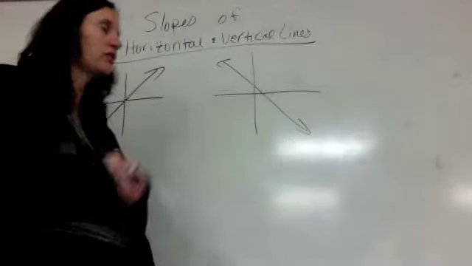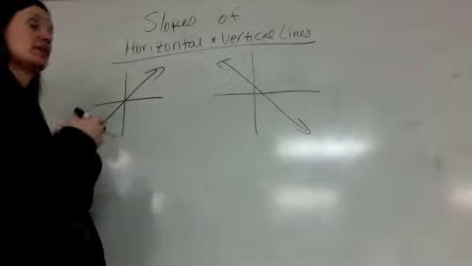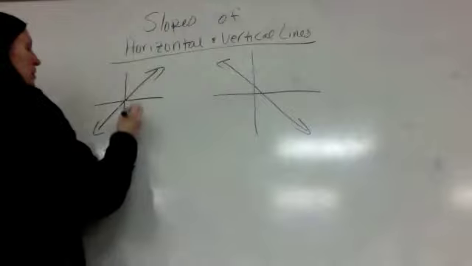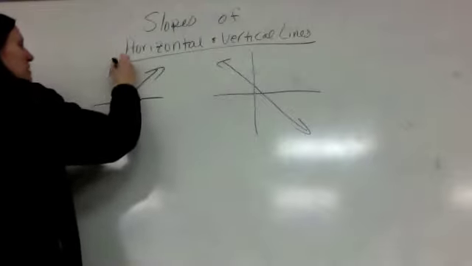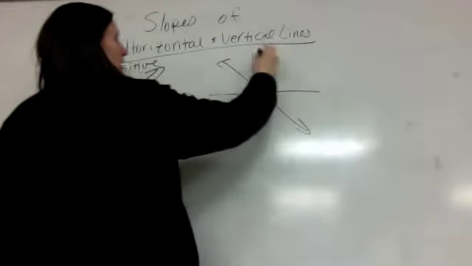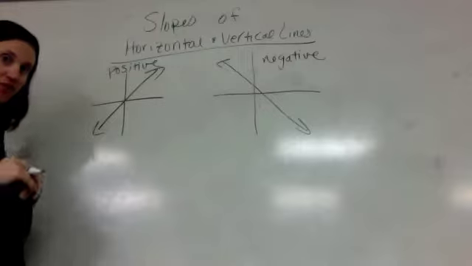Okay, as a quick review, remember there's a lot you can tell about a line based on its slope, and a lot you can tell about a slope based on its line. Remember that if you have an increasing line, we know that our slope is positive. And if I have a decreasing line, I know my slope is negative. Now, this is something that we've covered before.